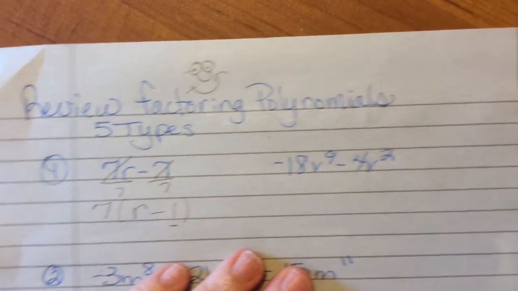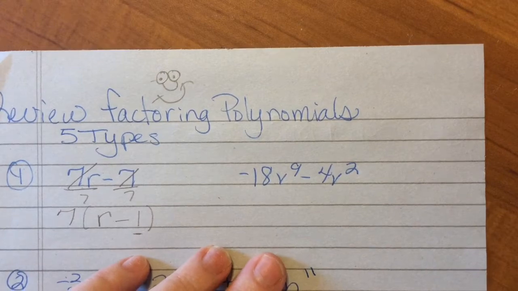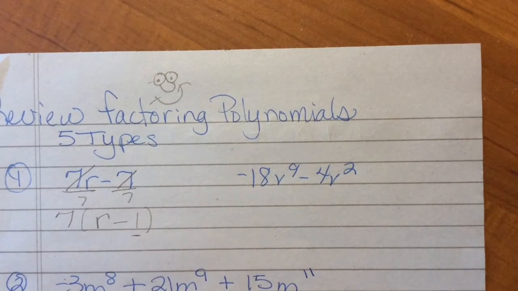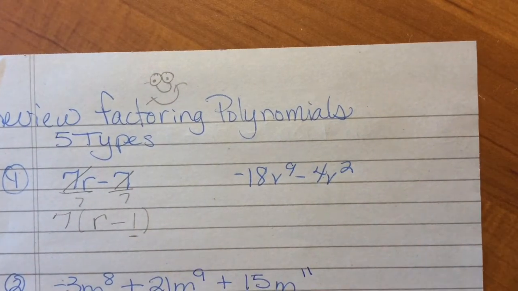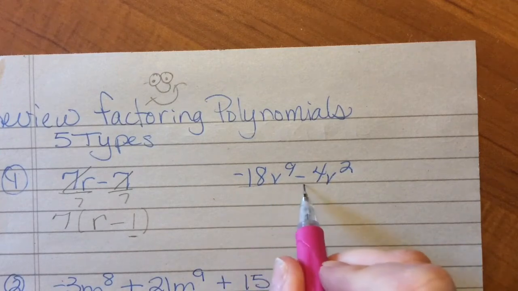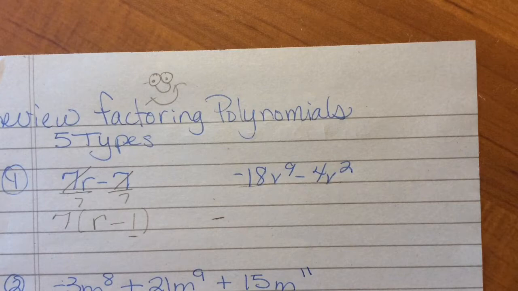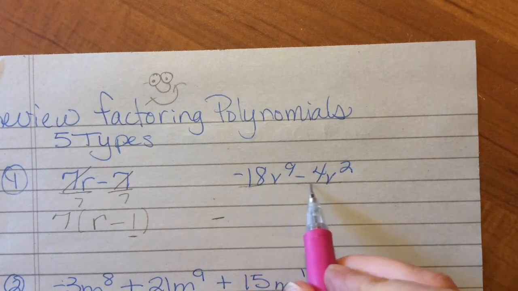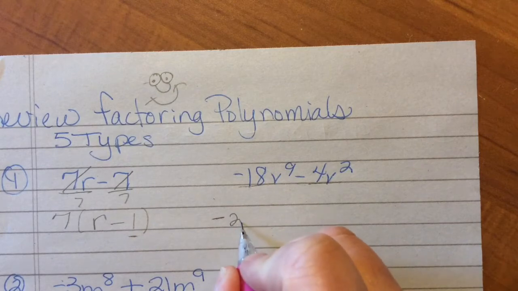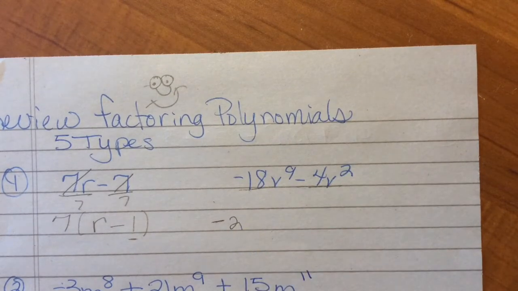Okay, the other one was types where sometimes you had to pull out a number and a variable, but also in this case, since each term is a negative, I could pull out the negative. Okay, so then look at the number. I have negative 18 and a 4. I could take out a negative 2. It's going to be its greatest common factor between 18 and 4.